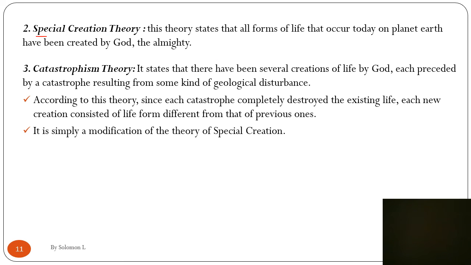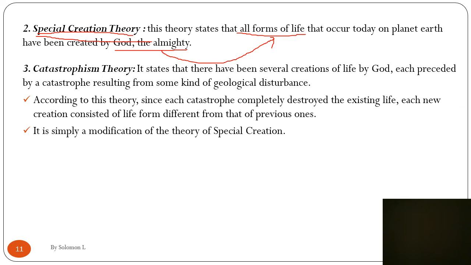The second theory of origin of life is the special creation theory. This theory states that all forms of life that occur today on planet Earth have been created by God Almighty. Especially, spiritual scriptures can be used as a reference.